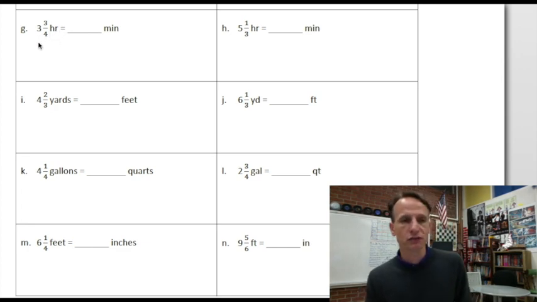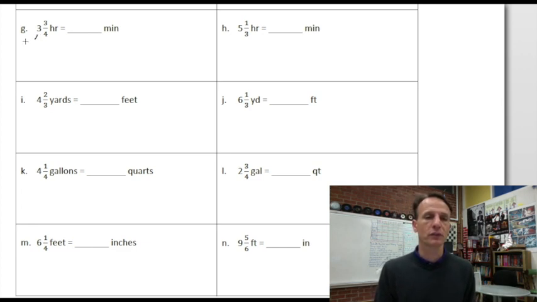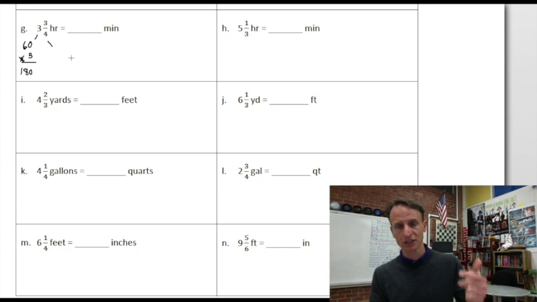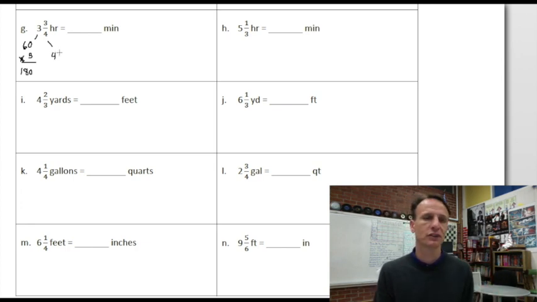3 3/4 hours. We got it. All right. So this is going to be 3 hours is 60 minutes times 3. And we're going to do it the place value way. 3 times 6 is 18 times 10 is 180. Boom. We just did this. 3/4 of an hour. 1/4 is 15 minutes. So 15, 30, 45. So this is 45. And both of these are minutes.